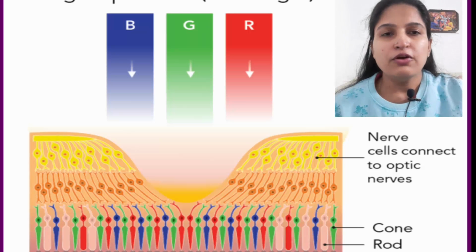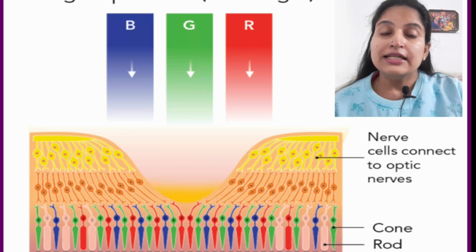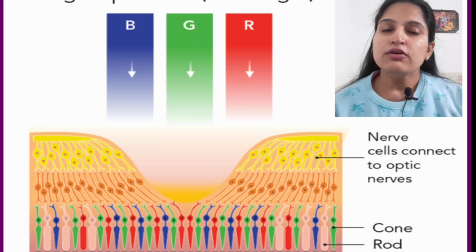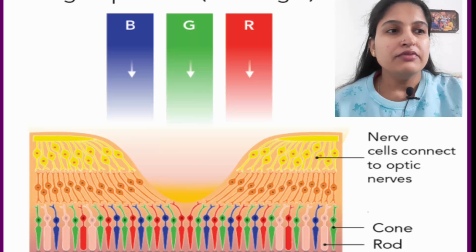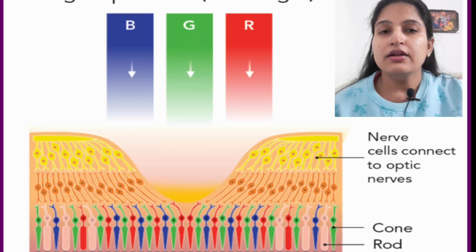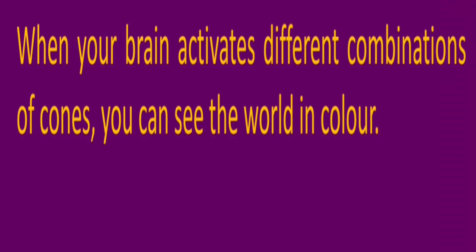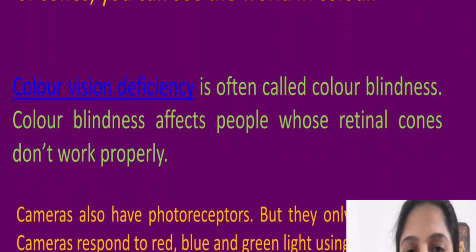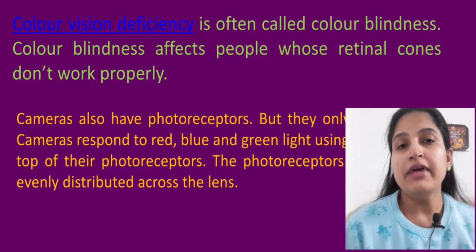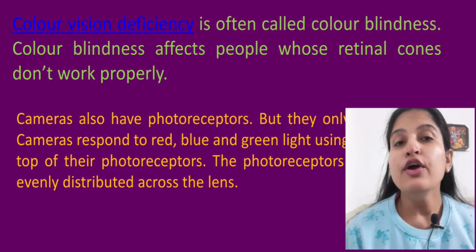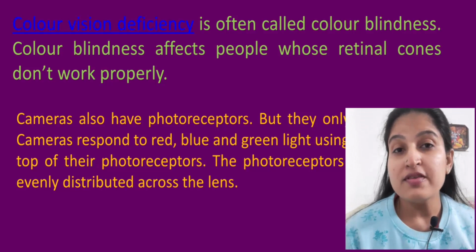So this is the phenomenon and this is the importance of color vision, and this is the disease of color blindness. And you might also know about night blindness. Night blindness is when people are unable to see at night. So they don't have the rod cells, so they are not able to see at night. When your brain activates different combinations of cones, you can see the world in colors. So these are the basic colors, blue, green and red, and through various combinations of these colors we can see many different colors through processing by our brains.